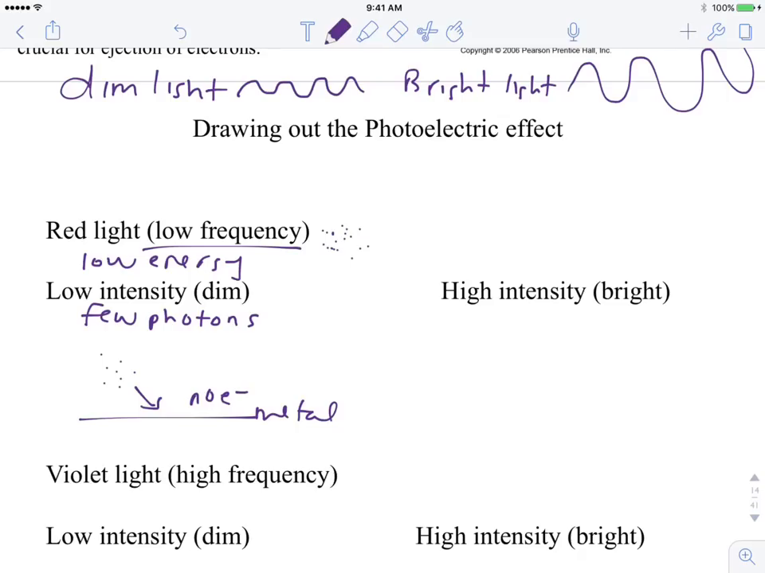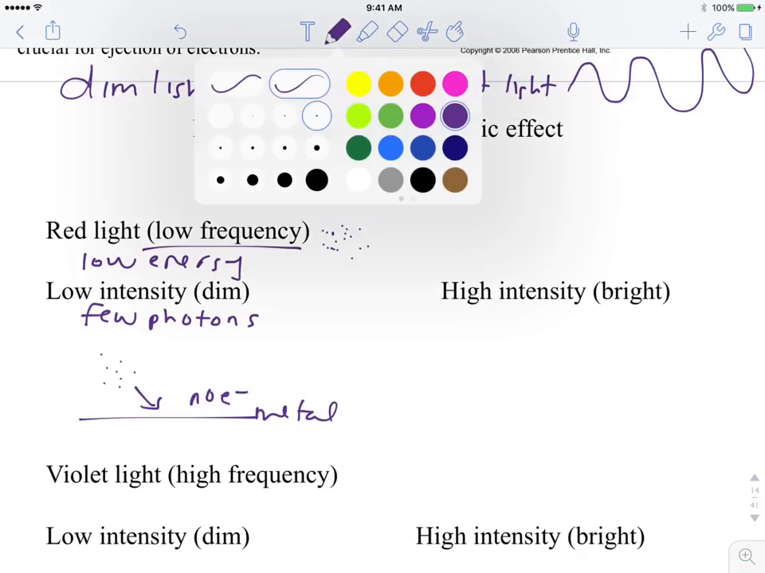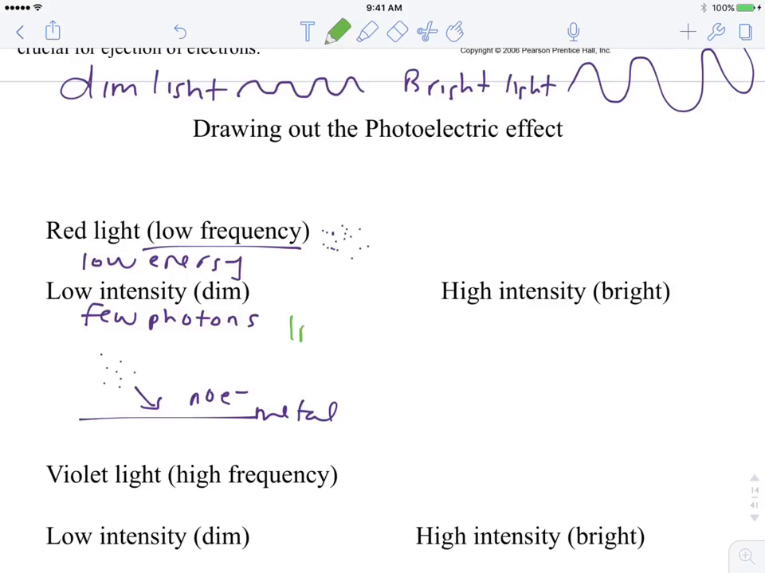And a way of thinking about this is that each photon that comes in, so if I have one photon, that one photon will come in and it will interact with one electron. And that's really important. Since each photon has such low energy, no matter how many photons you were to aim at the metal, none of those photons would be powerful enough to eject an electron.